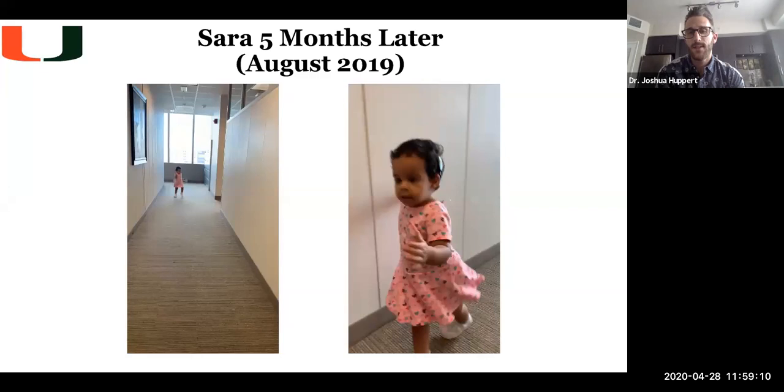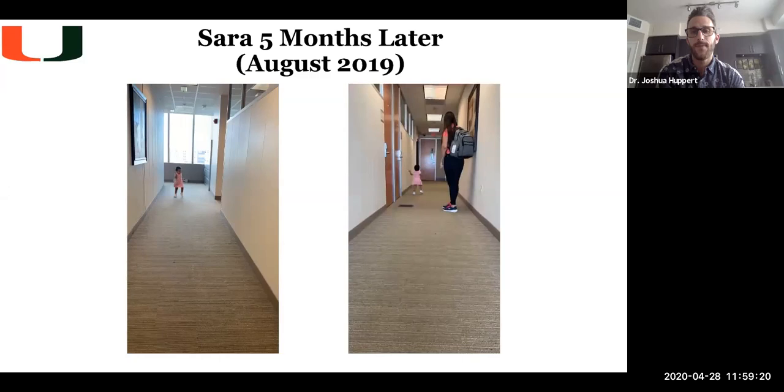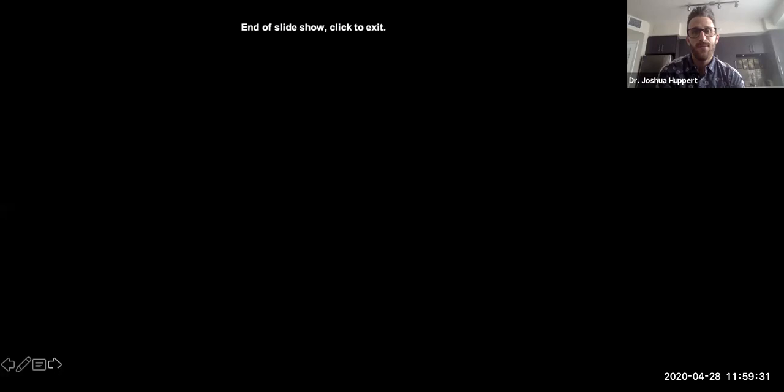She has two implants as well. So she received a second implant about a month or 2 months after I saw her for the eval. And now she's walking backwards there. So that is all I have.